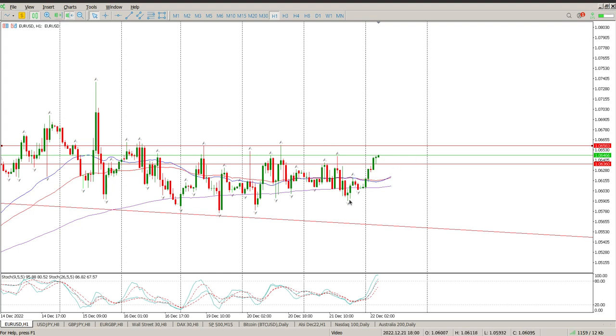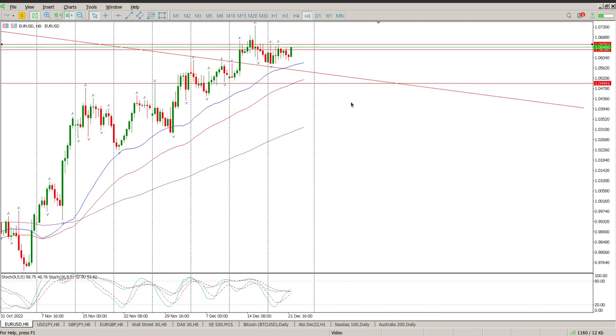Not looking for shorts either. Not for as long as we're above the 155 here. And on the 8th hour, this trend is very strong to the upside, so we want to keep going with the trend.